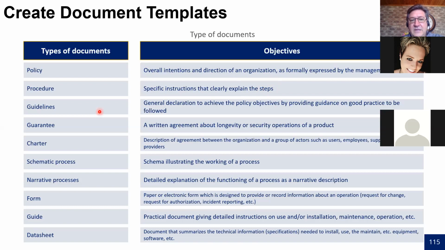Guidelines. Guidelines is explained here as a general declaration to achieve the policy objectives by providing guidance on good practices to be followed. Now, if I'm looking at this, I can see this as a level 2 document, because it is telling me the what, the where, the how, and where we are going in achieving the policy or the strategy of the company.